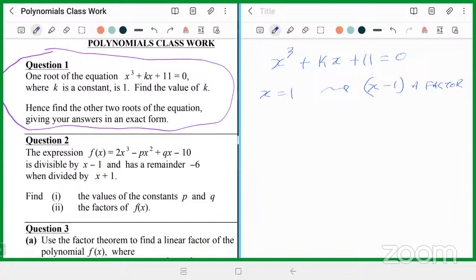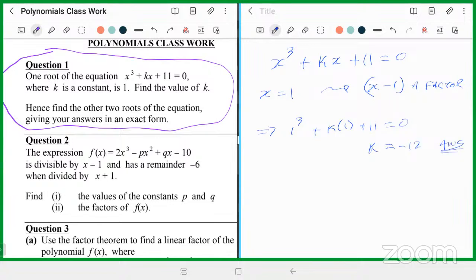All right, so we want to find the value of k. So 1 works on the equation, so we can substitute 1 inside the equation. That implies that 1 cubed plus k times 1 plus 11 is equal to 0. This and this really is 12, and when we transpose the 12, we get k equals negative 12. And that's the answer for k, which is what they wanted us to do first, find the value of k.